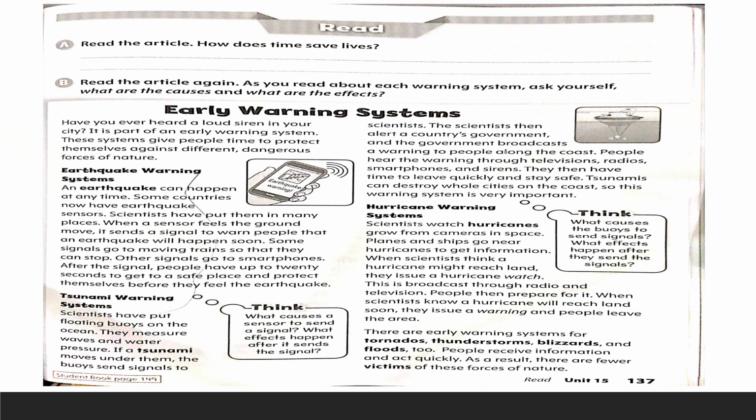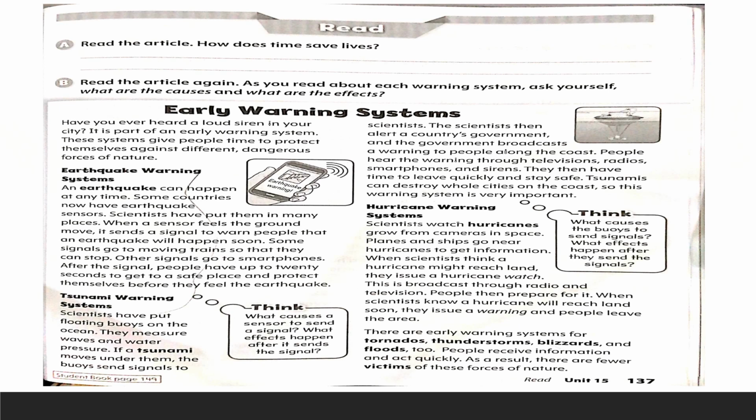First one we have is earthquake warning system. An earthquake can happen at any time. Some countries now have earthquake sensors. Scientists have put them in many places. When a sensor feels the ground move, it sends a signal to warn people that an earthquake will happen soon. Some signals go to moving trains so that they can stop. Other signals go to smartphones. After the signal, people have up to 20 seconds to get to a safe place and protect themselves before they feel the earthquake.